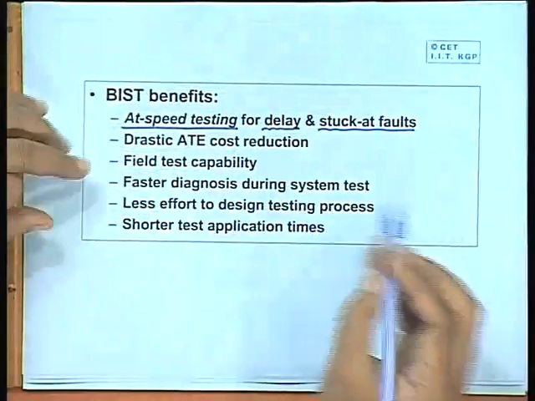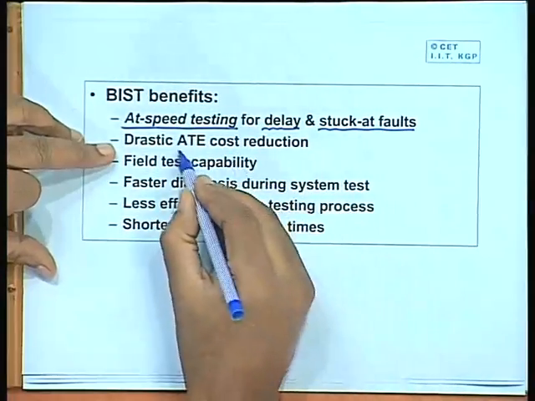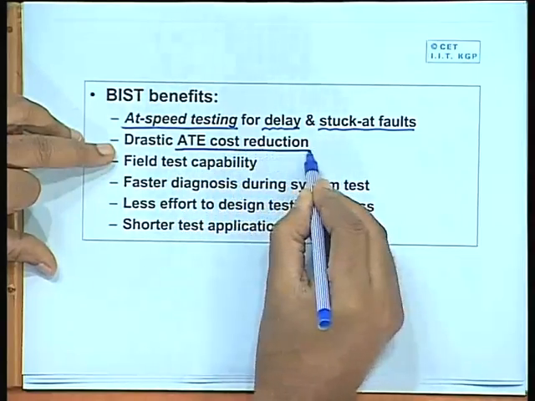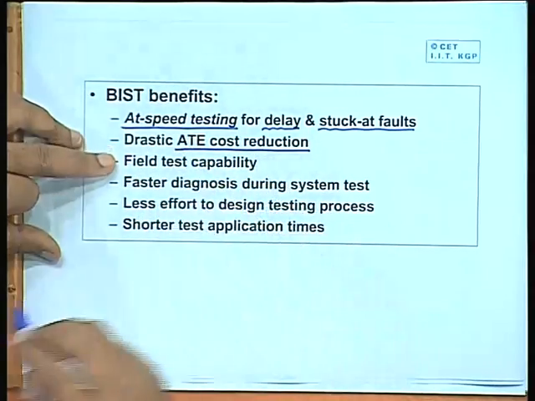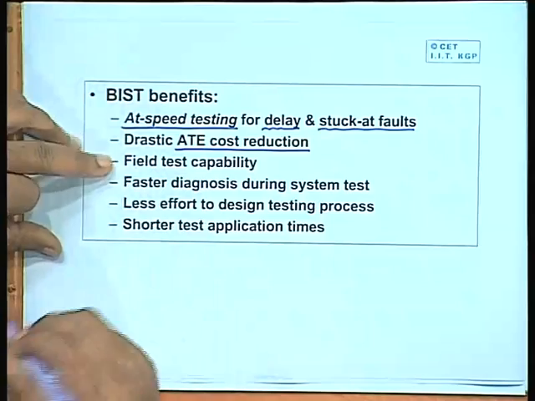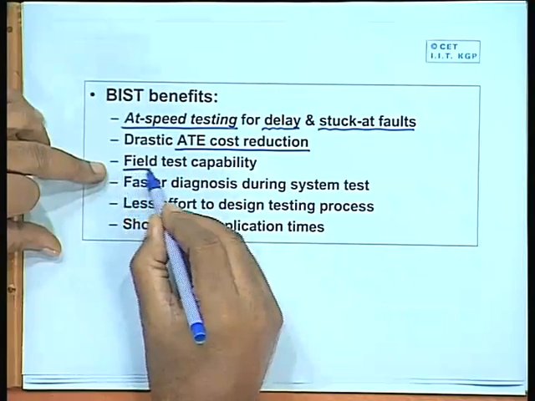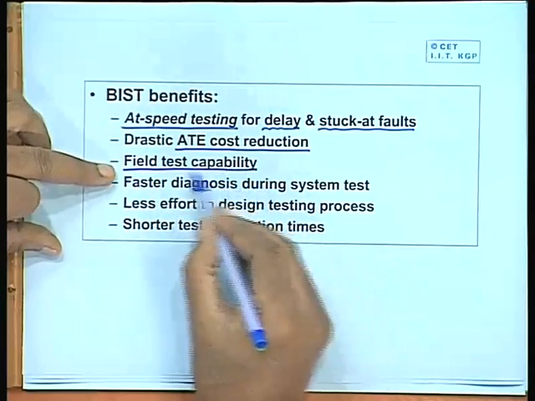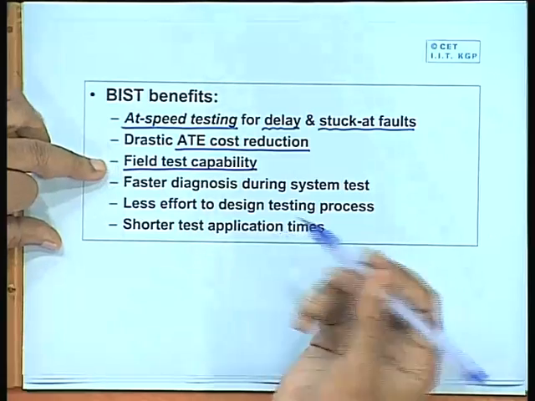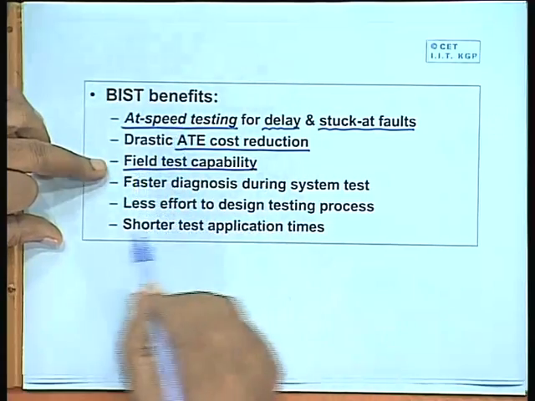Now if you are doing at-speed testing, there is higher chance of these delay faults to show up as compared to testing at a slower frequency. Okay? And since you essentially do not need an expensive ATE to do this, there is a drastic reduction in the cost of automated test equipment, and you can test it in your own lab, in your field of work. So, you can have a field test capability.